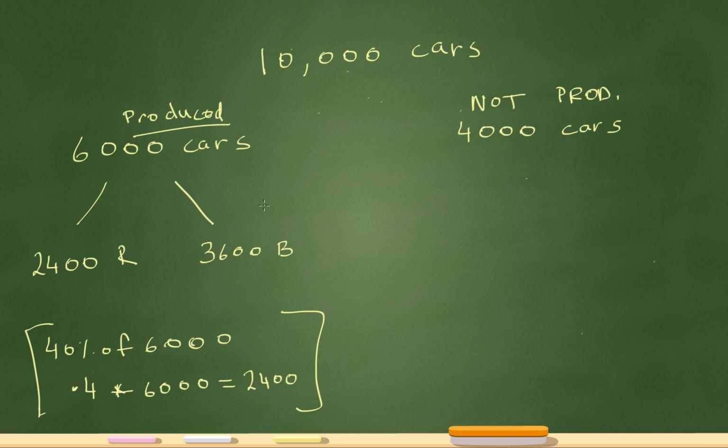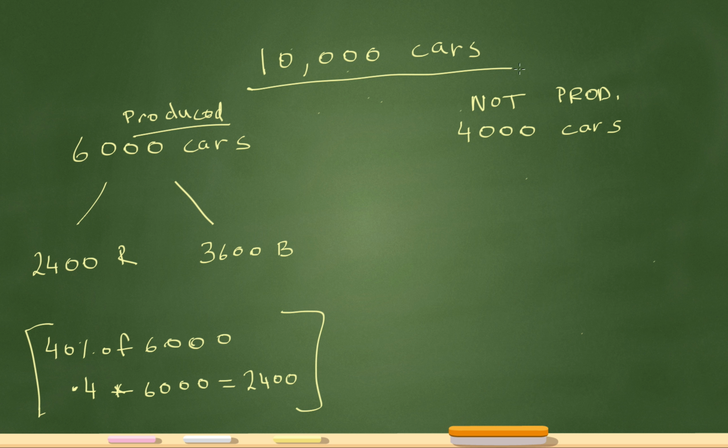All right, so the next part of the question is, how many of the remaining 4,000 cars produced must be red in order to produce 50% red and 50% blue cars? Okay, a little bit of a curveball. That's not what I was expecting the question to be. But so how many of the remaining 4,000 cars to be produced must be red? Okay, that's not too bad.